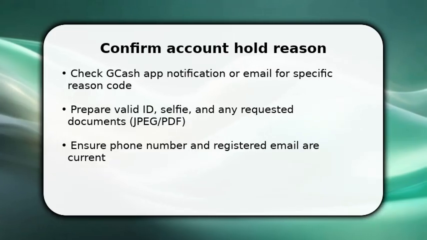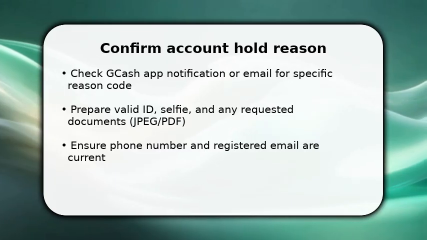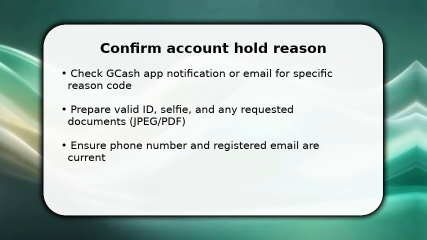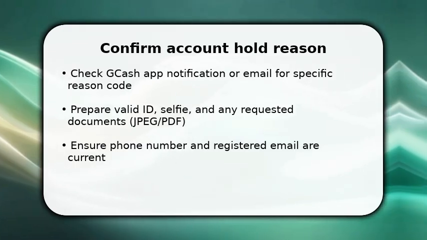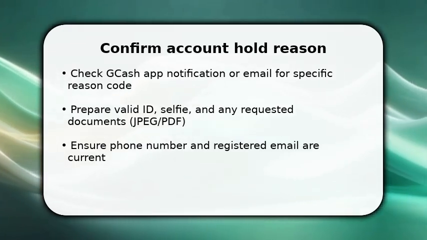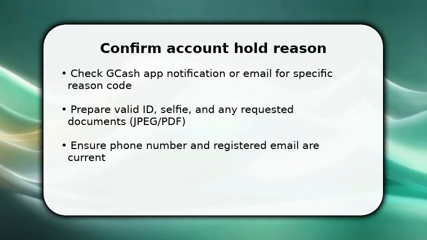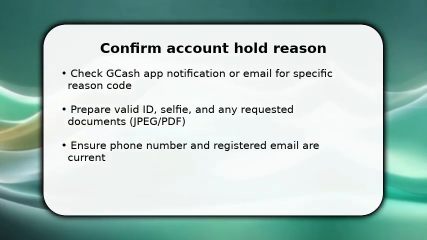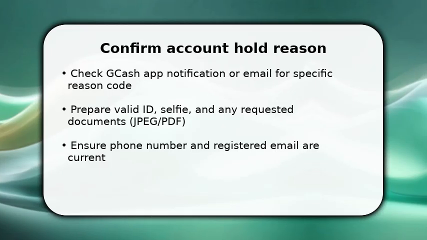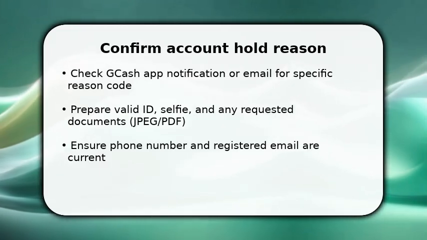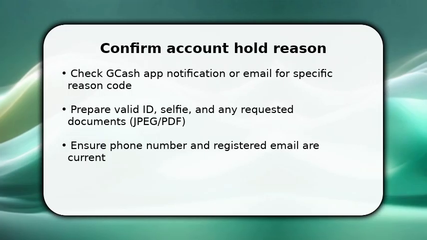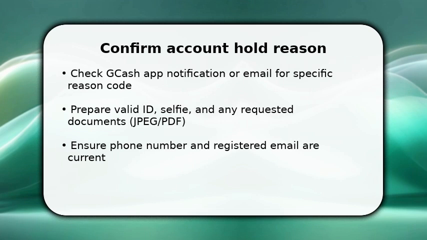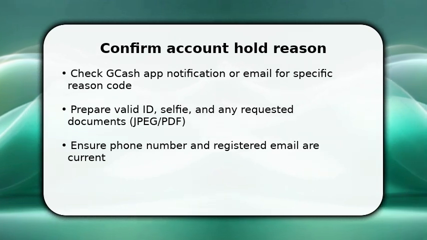You start by confirming why Gcash put your account on hold. Open the app, read the notification, and note the exact reason code. This determines required docs. Once done, gather a clear photo of your valid ID, a recent selfie, and any supplementary files they requested. Make sure your phone number and email on file match your ID details because mismatched info creates delays. If a family member opened the account, verify authorization documents before proceeding to submission.